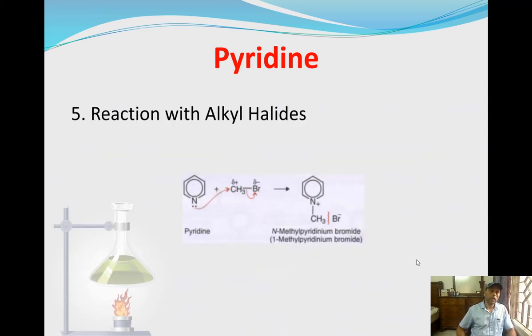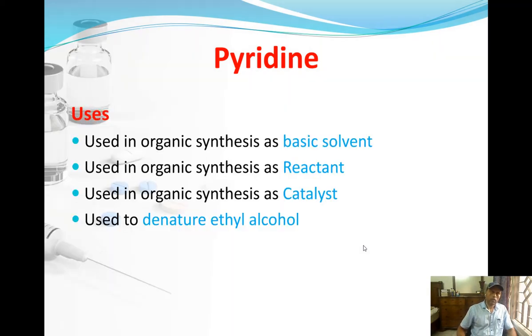And next is the reaction with alkyl halide. The alkyl halide is going to attack on the nitrogen of pyridine. So with methyl bromide, you're going to get N-methyl pyridinium bromide, or it is also called 1-methyl pyridinium bromide. So those are the reactions.